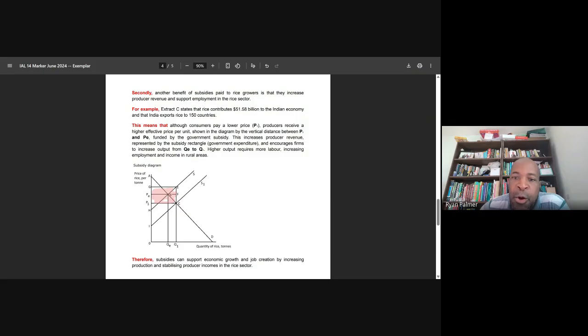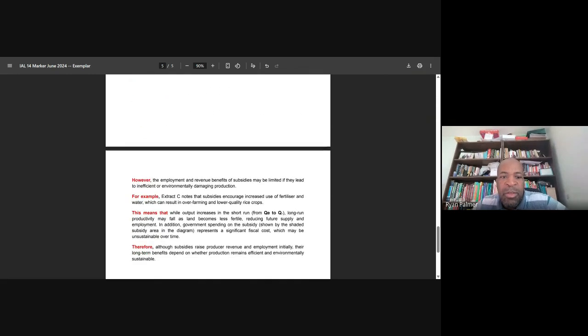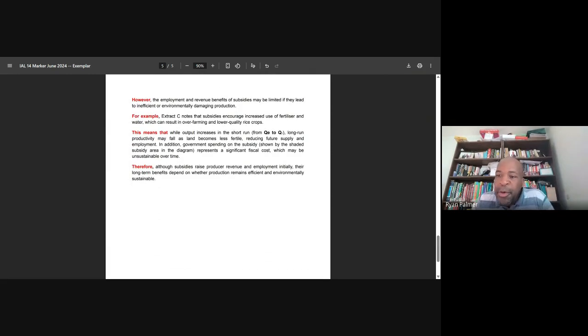So higher output requires more labor, increasing employment and increasing income in rural areas. So consequently, subsidies can support economic growth and job creation by increasing production and stabilizing producer incomes in the rice sector. Our final evaluation point, so notice the structure. We have our KAA, knowledge application analysis, and then we have our evaluation.